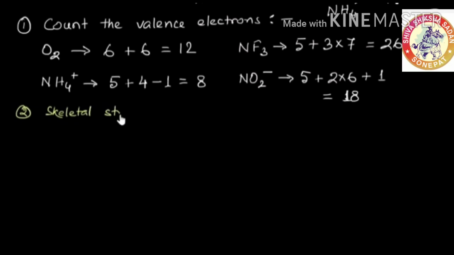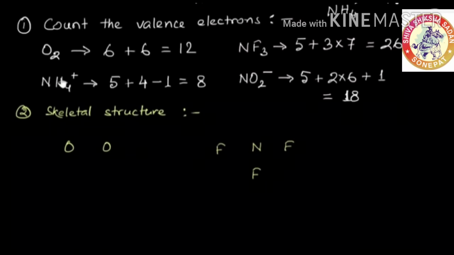Second rule is to draw the skeletal structure. To draw the skeletal structure, we need different atoms, so we write the symbols of those atoms. In the first molecule, there are 2 oxygens, so we write 2 oxygen symbols. Next is NF3. In NF3, nitrogen is the central atom and 3 fluorine atoms are surrounding atoms. So represent NF3 this way.